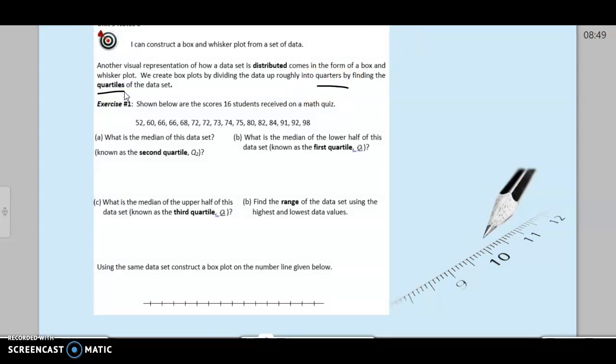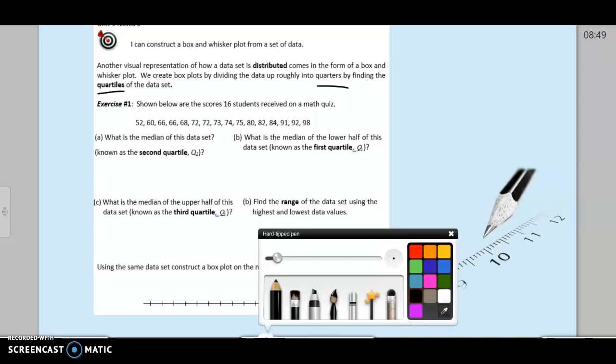So here we go with 16 scores that students received on a math quiz. Good news is they're all in order. And that's what it's going to have to be in order for us to construct a box and whisker plot. So the lowest number is 52, the highest is 98, and the first question says, what is the median?